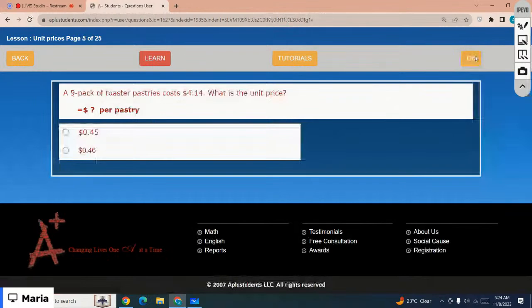A 9 pack of toaster pastries costs $4.14. What is the unit price? So which is the correct option? You have to divide 4.14 by 9. So the correct option is, very good, that would be $0.46. So that means the price of one pastry is $0.46.